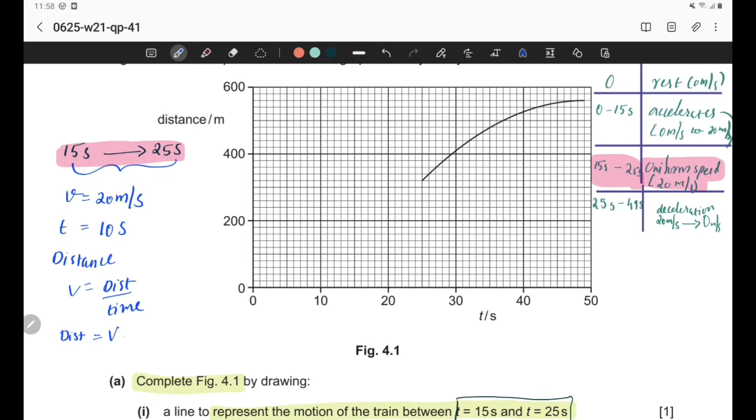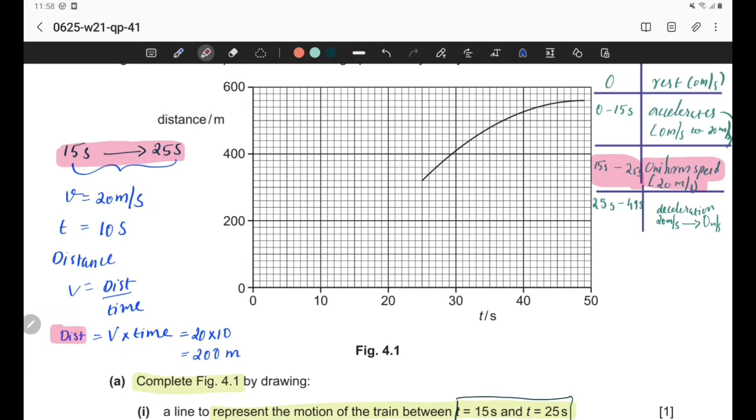So we will get speed times time. So the speed is 20 meter per second times time is 10, so we will get 200 meter. So 200 meter is the distance traveled by the train during this time interval.